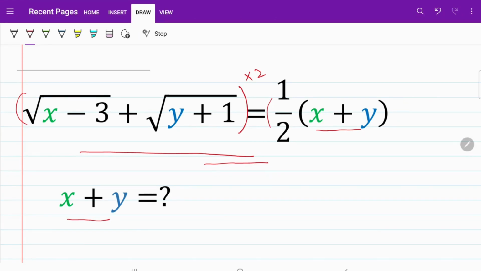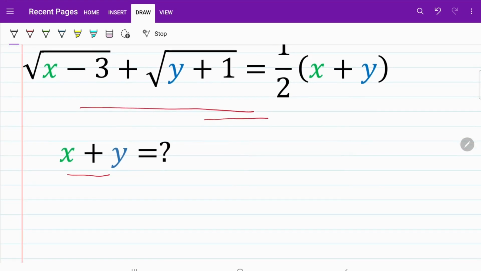Let me first clean up what I have over here. And if you want to try to use a different method, let's try to do this. I'm going to let a be equal to the square root of x minus 3. And also I'm going to let b be equal to the square root of y plus 1.